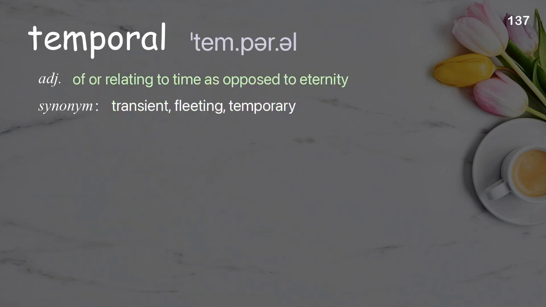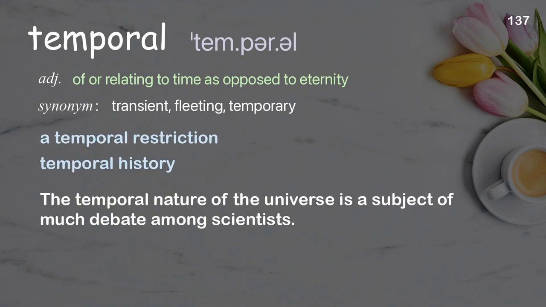Temporal. Of or relating to time as opposed to eternity. Examples. A temporal restriction. Temporal history. The temporal nature of the universe is a subject of much debate among scientists.